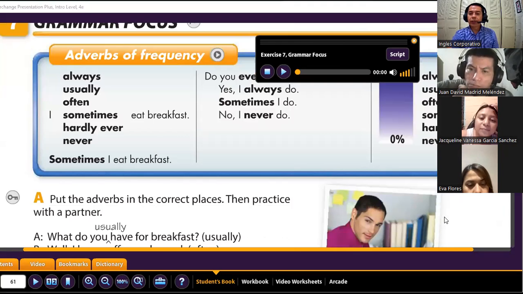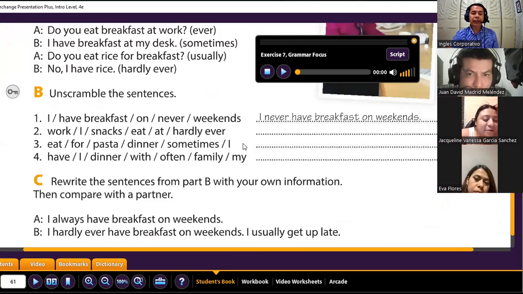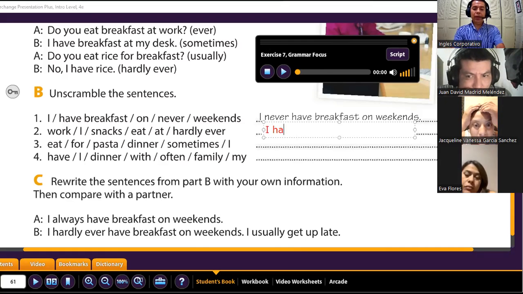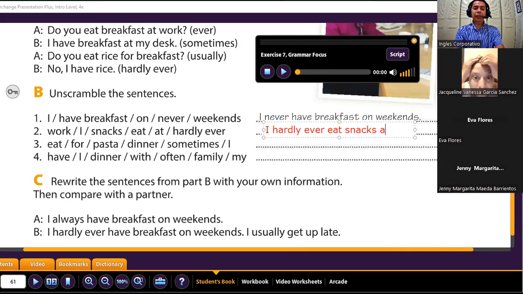Now we have here some examples of sentences using frequency adverbs. Look, I have breakfast on never weekend. I never have breakfast on weekends. Okay, number two, please, Jenny. I hardly ever eat when I have snacks at work. Very good. I hardly ever, casi nunca, como ando comiendo churrito en el trabajo, right? Nice.